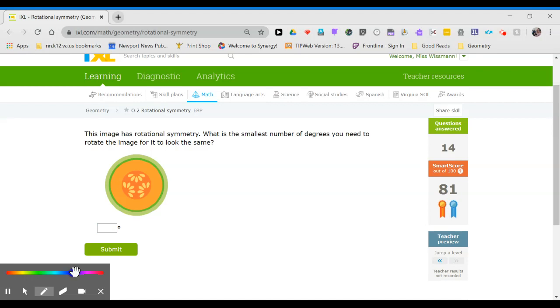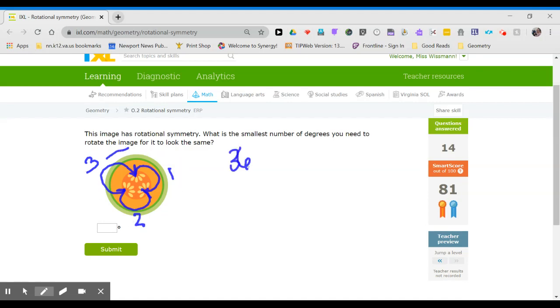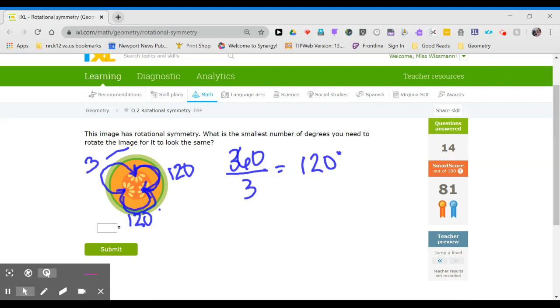So if you look at it, I can turn it so that these seeds line up with these seeds. So that's one turn. These seeds line up with these seeds, 2 turns. These seeds line up with these seeds, 3 turns. So in 3 turns, I've gone 360 degrees. So I'm going to do 360 degrees divided into 3 different parts. That actually equals 120 degrees. So every time I turn it, it's 120 degrees. Another 120 degrees. So what's the smallest degree I can go and it still match up? 120 degrees.